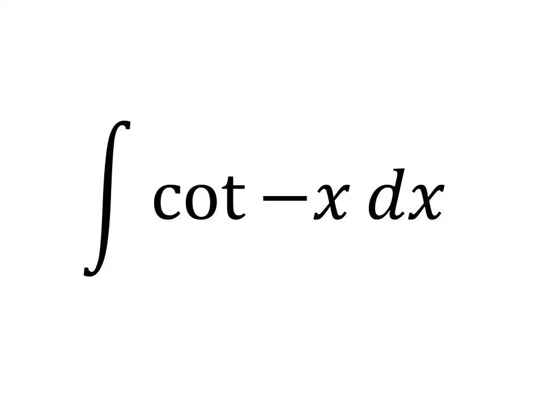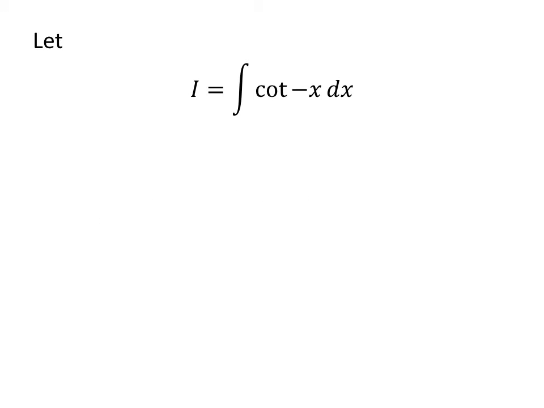In this video, we will find the integral of cotangent of minus x. Let I be equal to integration of cotangent of minus x with respect to x. As we know, the trigonometry identity cotangent of minus theta is equal to minus cotangent of theta.